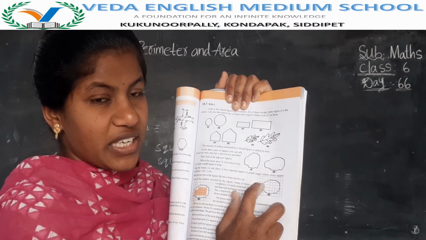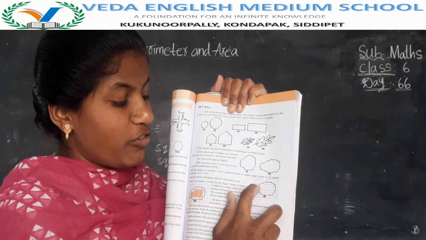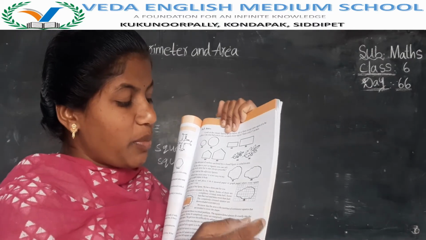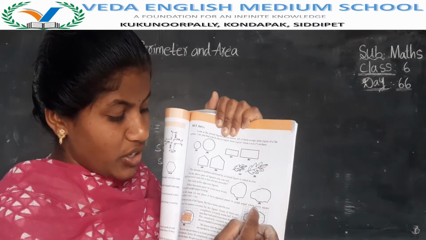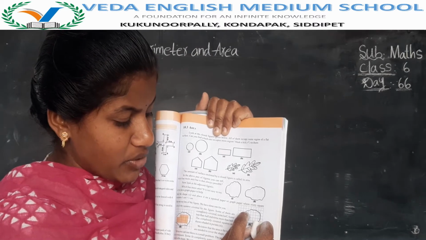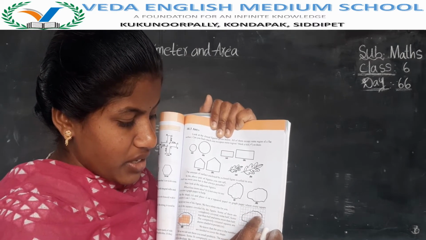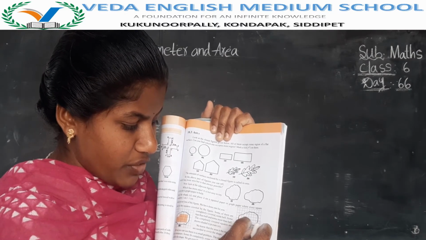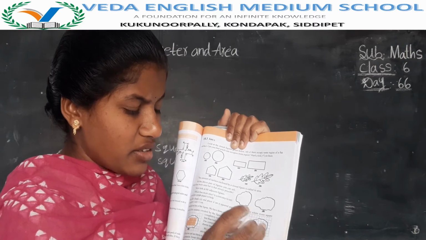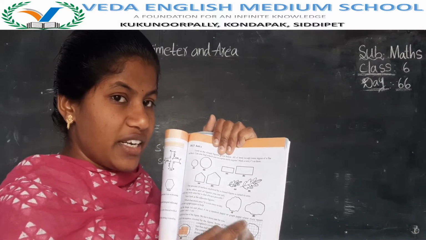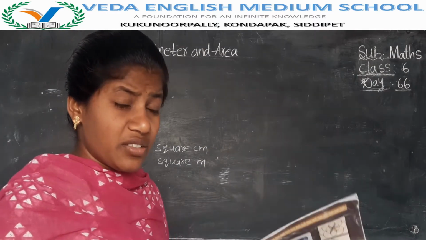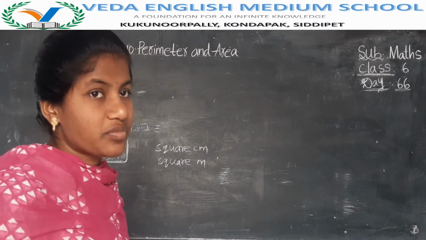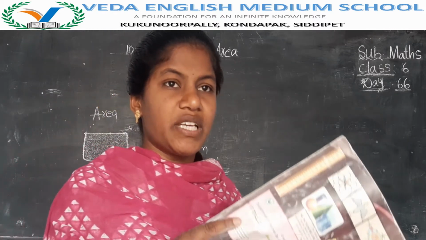Count the total full square boxes. The number of full boxes it occupies is its area. Okay? The boxes which are half, you have to leave. Count only the full boxes. Like this: 1 2 3 4 5 6 7 8 9 10 11 12 13 14 15 16 17 18 square units. We have to say 18 square centimeters or square meters. Okay, like that. So graph paper is very useful to understand area.